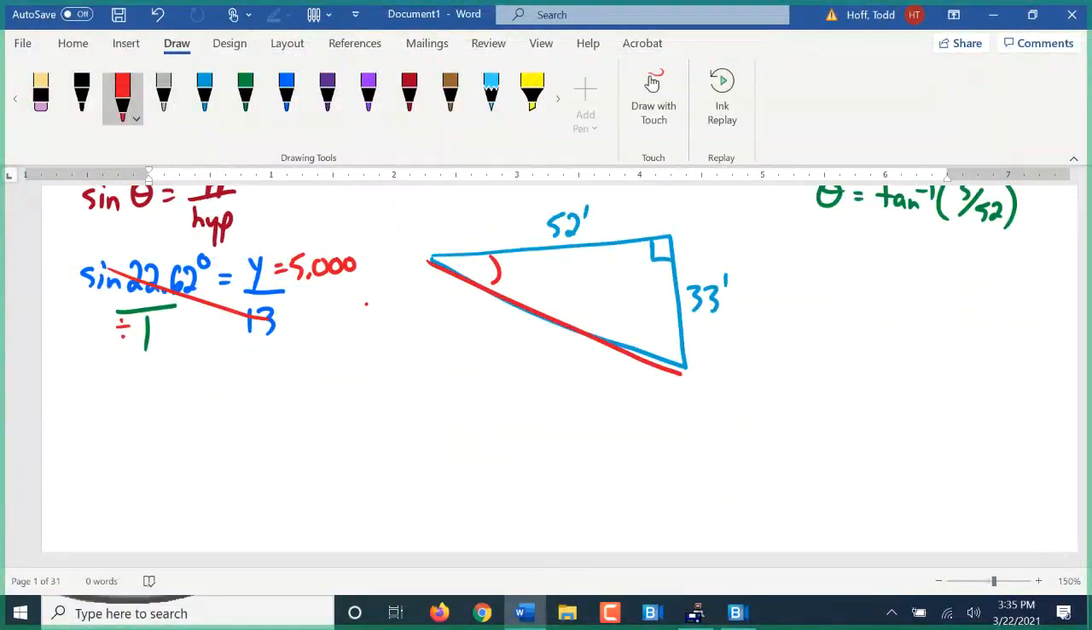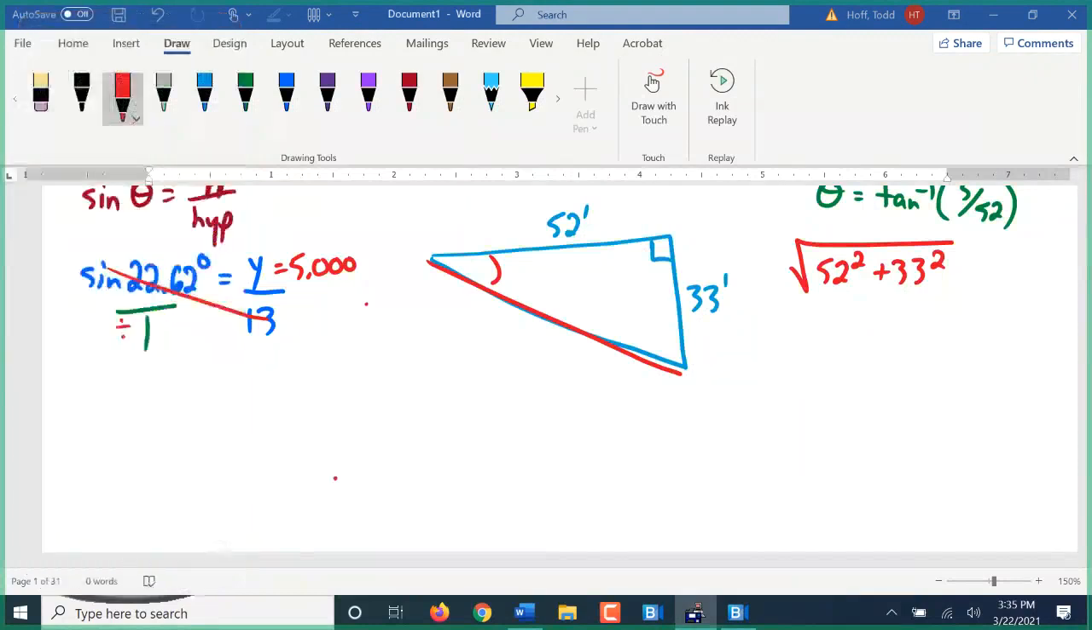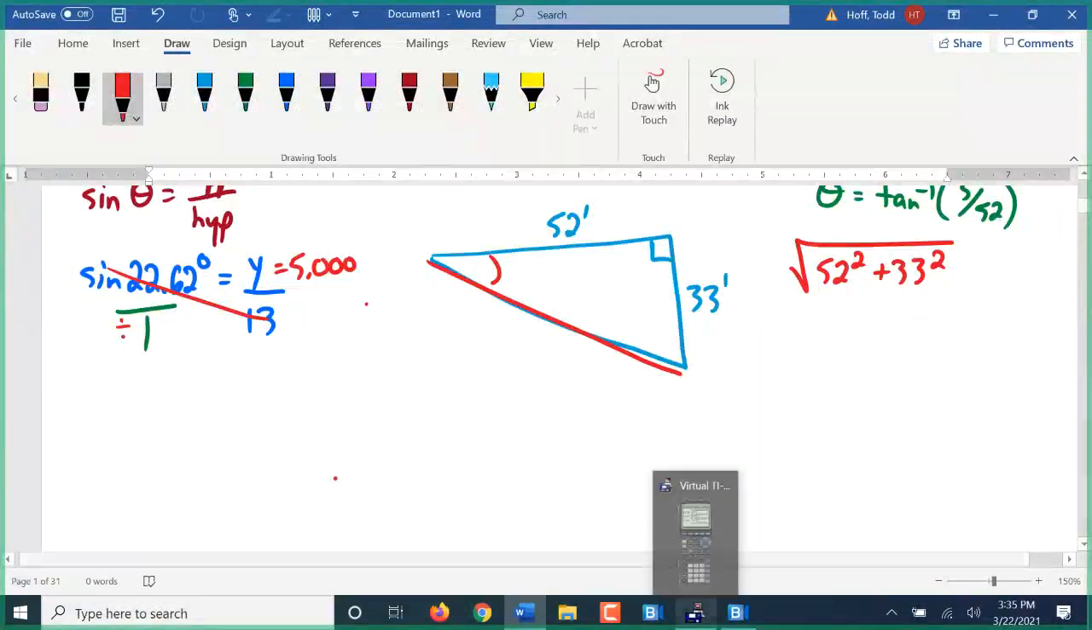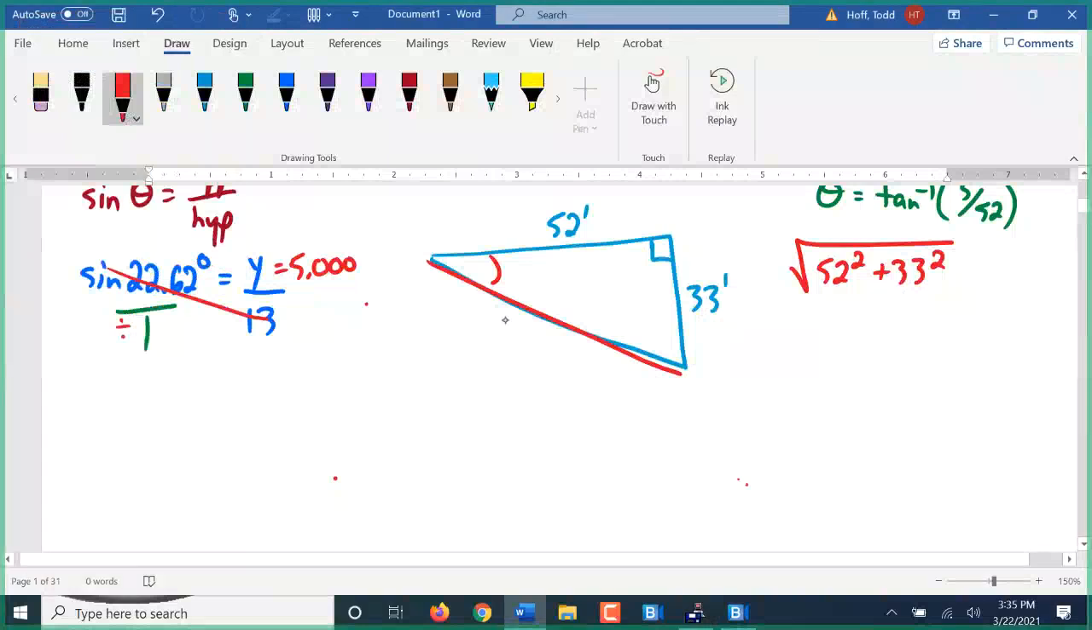How do I find the side? Got 52 squared plus 33 squared and square root. Give us how much? You got it, 61.587 feet.